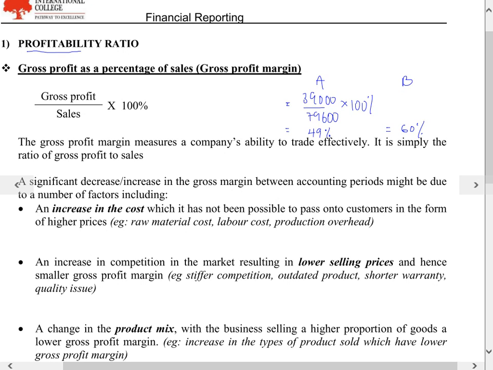Or which company actually has a better control of their cost? B also. And when it comes to cost, they have three costs: material cost, labor cost, and overhead. Probably they are able to use machinery. When they use machinery, the cost is lower, and it is faster when they produce. Okay.